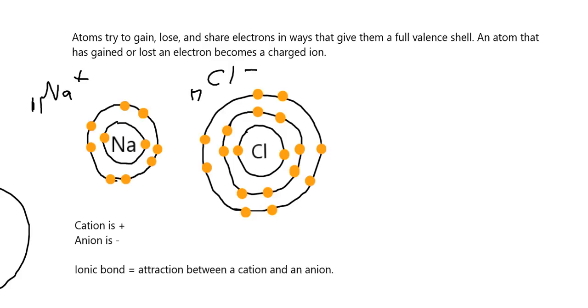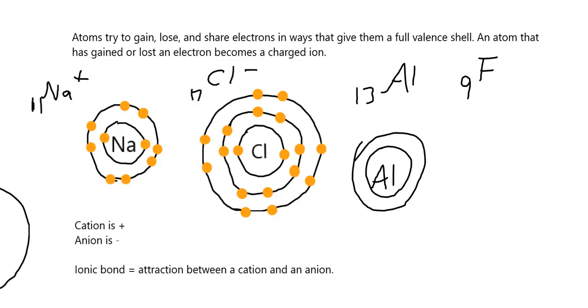So let's show you a couple other examples. Let's say that we have some aluminum. Aluminum, you could look it up in the table. Its atomic number is 13. And let's say that we've also got some fluorine. Atomic number of 9. So our aluminum is going to need 1, 2, 3 shells. And the fluorine is going to need 2 shells.